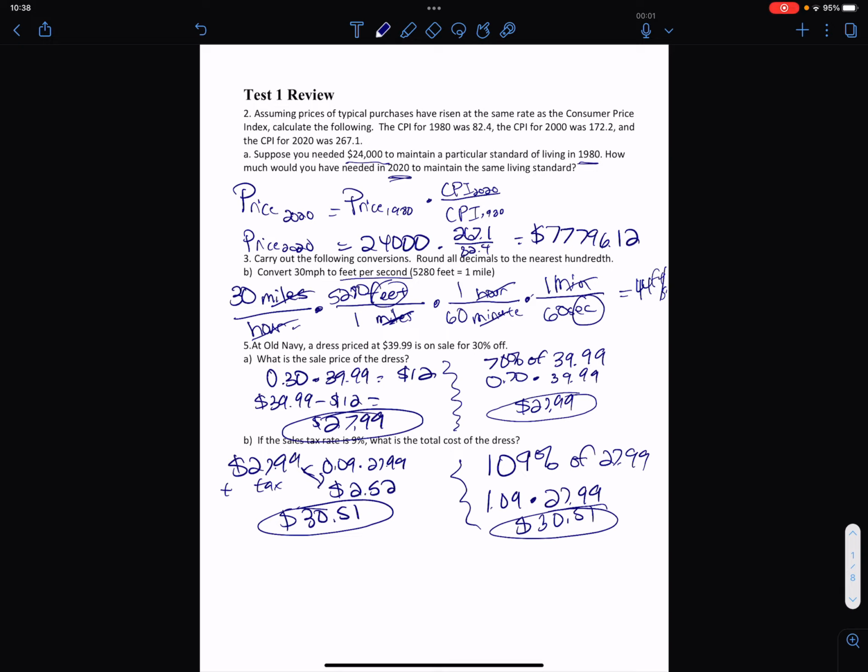So big idea, things to remember, is we really have two major types of percents. We have a percent change, off, less than, more than, that kind of thing. And we have a percent of, which is what we worked with on this side.